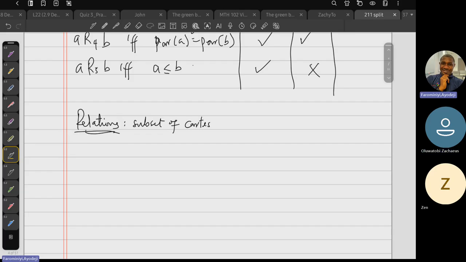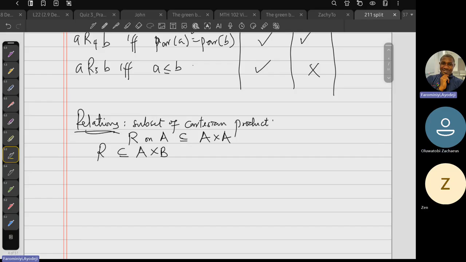Do you know what Cartesian product means? Yes, sir. A relation R on A, for instance, is a subset of the Cartesian product of A with itself. But generally a relation is a subset of a Cartesian product of two sets.